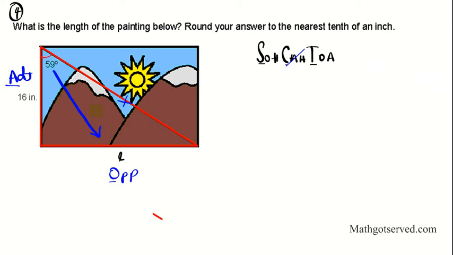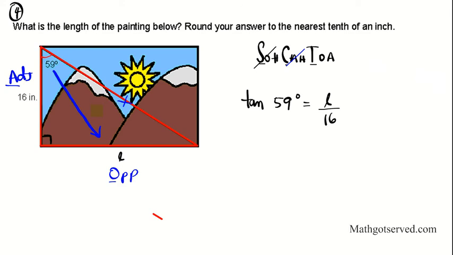So we just need A and O. Which trig ratio has A and O in it? This one has O, it doesn't have A, so it has to be tan. So we're going to use tan to figure out this problem. This is the ratio we're using, tan of the reference angle, which is 59 degrees. Remember, this is a 90-degree angle here. That's not the reference angle. Tan of 59 degrees is equal to opposite over adjacent. The opposite is L, and the adjacent is 16.